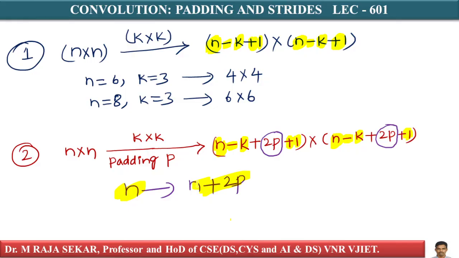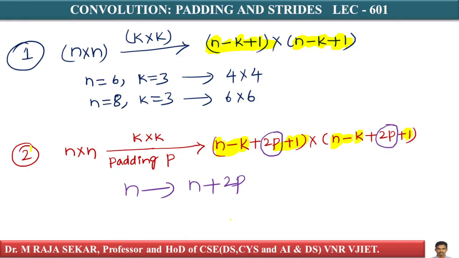Your n minus k plus 1 is the same just like the earlier case, isn't it? Just see this one, n minus k plus 1, and here also you have n minus k plus 1. It's the same. Your n has become n plus 2p. That's important. Your n minus k plus 1 is the same in both cases, case 1 and case 2, because your n has transformed into n plus 2p. This is simple. We will see more cases. This is what padding does.